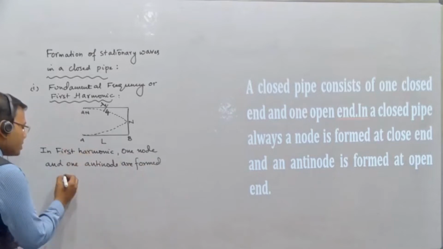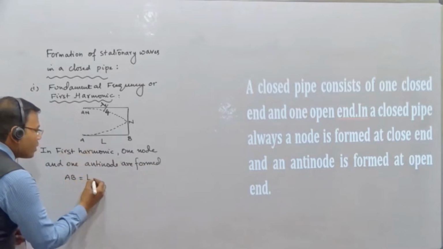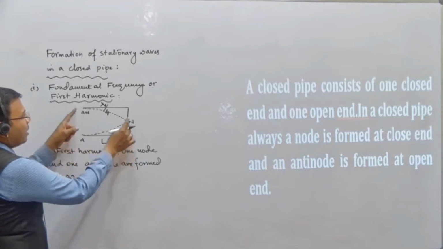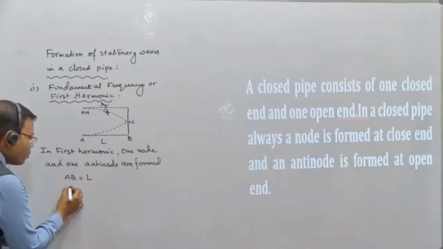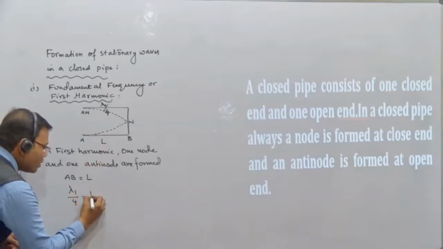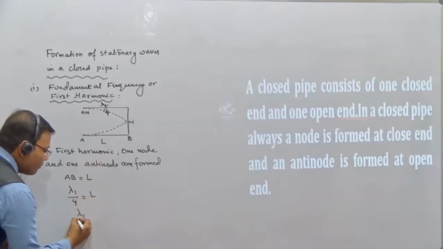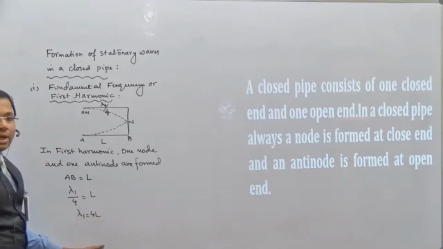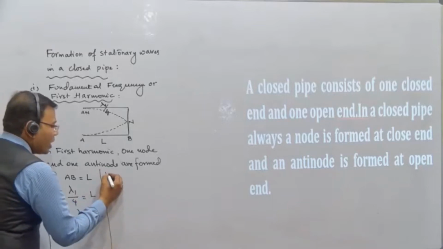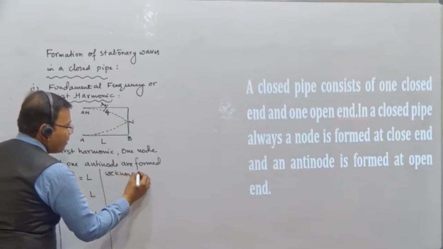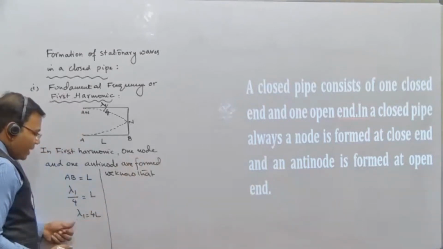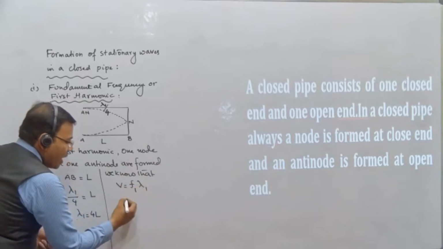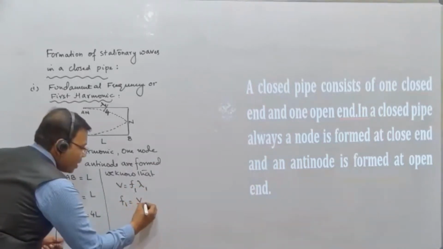Now let us go with the same process. AB is equal to L, the length of the pipe is L, that we are denoting by AB. But this AB in terms of wavelength is lambda 1 by 4. So lambda 1 by 4 is equal to L. Cross multiplying, lambda 1 is 4L. Now the same process: we know that V is equal to F lambda. I'll write F1 lambda 1, and here F1 is V by lambda 1.